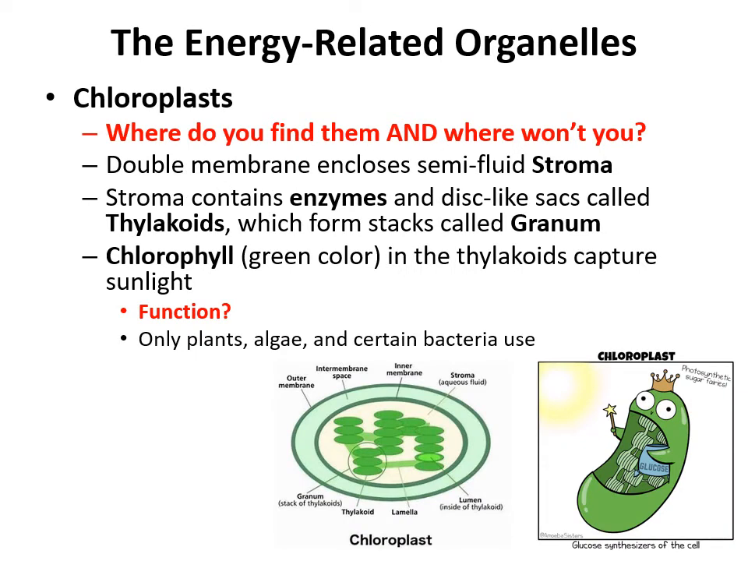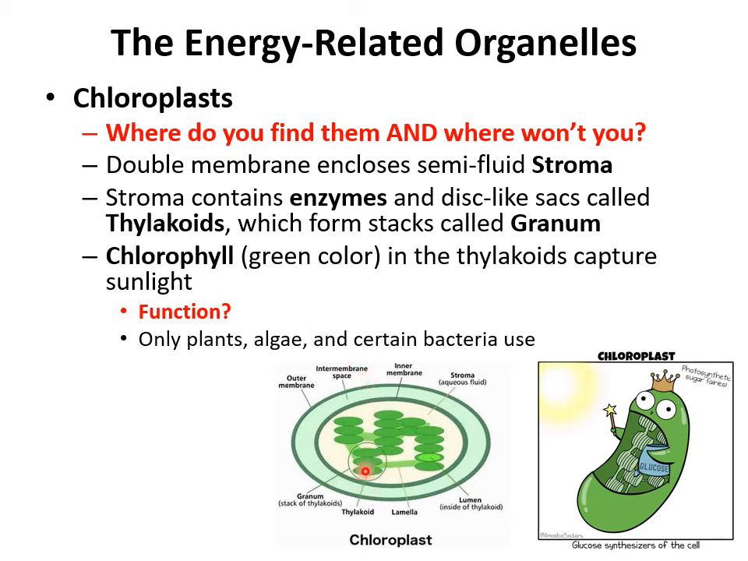Now, in addition to the endomembrane system, which included those vesicles that we were just talking about, even the central vacuole and peroxisomes, we also have the energy-related organelles. And like I said, the energy-related organelles are mitochondria, and in plants, it includes chloroplasts. Now, when you think of chloroplasts, again, think of these as being in plant cells, not animal cells. They are a double membrane enclosed organelle, and they use what's called chlorophyll to help capture sunlight. And the chlorophyll you find in what we call thylakoids.